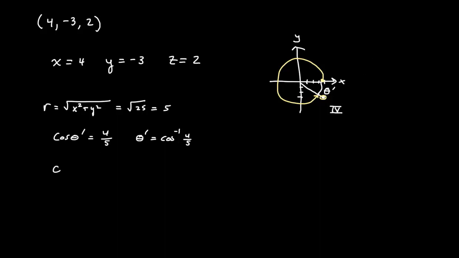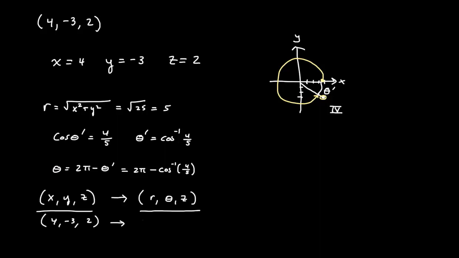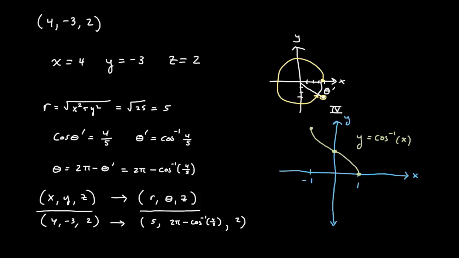And so now our theta is going to be 2 pi minus theta prime, or simply 2 pi minus the inverse cosine of 4/5. And so the cylindrical coordinate is going to be 2 pi minus inverse cosine 4/5, comma 2.